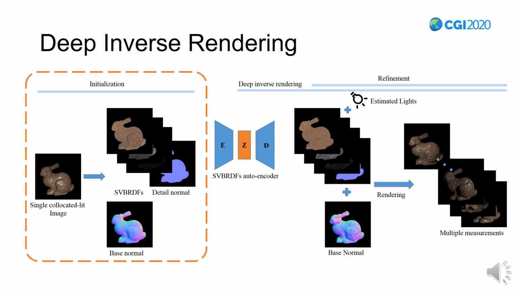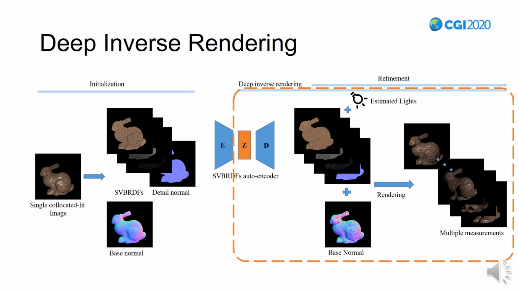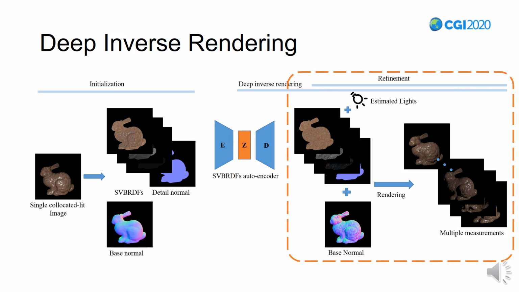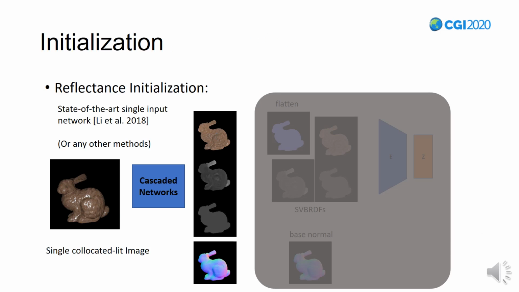First is the initialization. Second is the deep inverse rendering stage. Third is the refinement stage. Initialization includes reflectance and lighting initialization. We utilize the state-of-the-art work by Li et al. as our initialization method. It takes a single co-located lit image to the cascading networks and predicts SVBRDF's normal and depth maps.